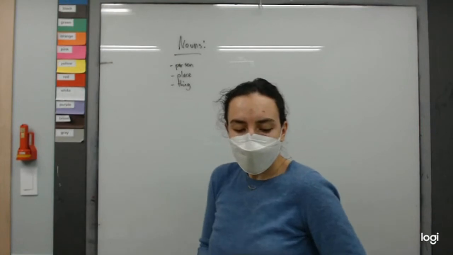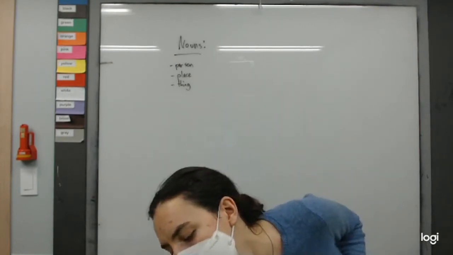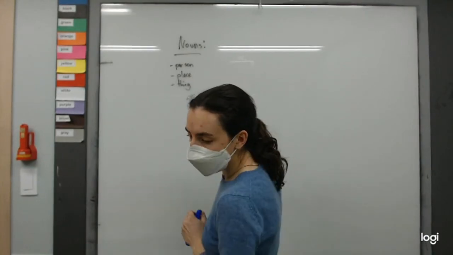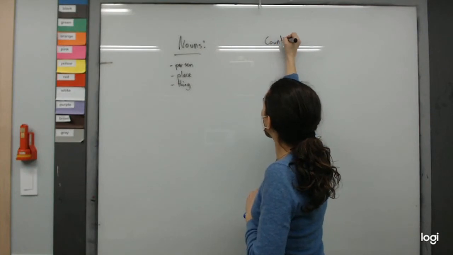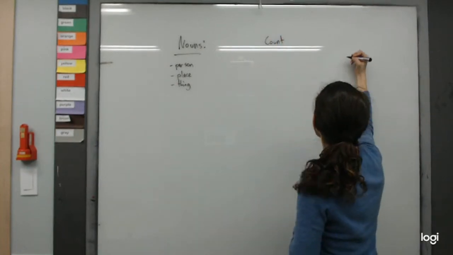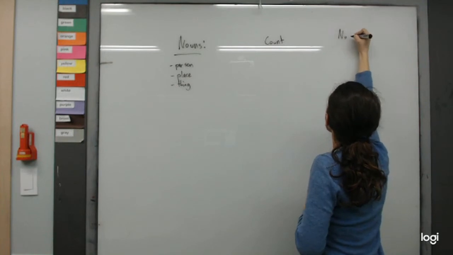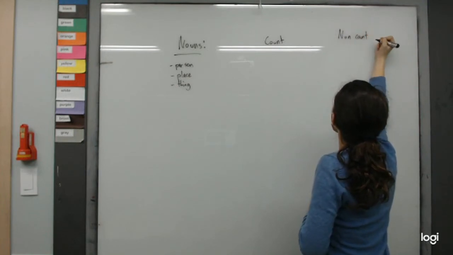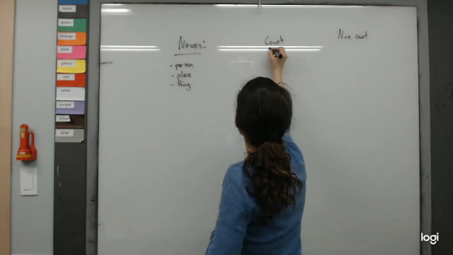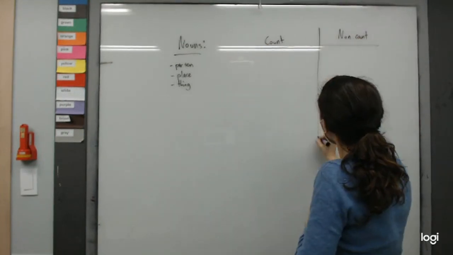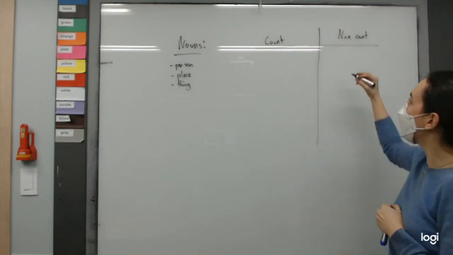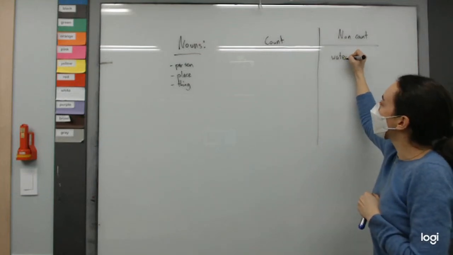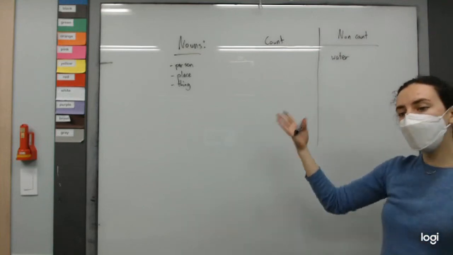So place or thing. So today we are talking about different kinds of nouns. So the first one we are going to talk about is count nouns. Count nouns and non-count nouns. So non-count nouns are things we cannot count. Something like water. We do not say, I have 1 water. You just have water. We do not count it.